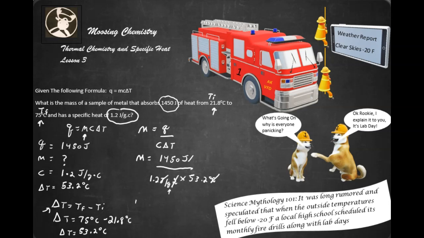So when we do the math, which is pretty easy, this is going to be 1,450 on top. We're going to put the grams out to the side there because it's the only unit left. 1.2 times 53.2 is going to give us 63.84. Now we're going to divide the 63.84 into the 1,450, and the mass is going to be 22.71 grams, and that's the answer.